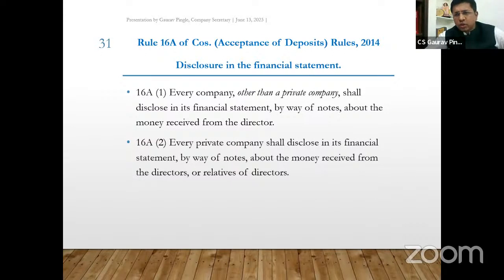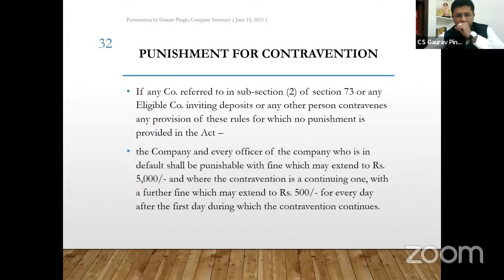We need to disclose this in the financial statements, whether it is a private company or a public company, so it will be taken care of. If we don't comply, then there is a penal provision under the rules. The penal provision talks about a fine only, so the offense is compoundable.